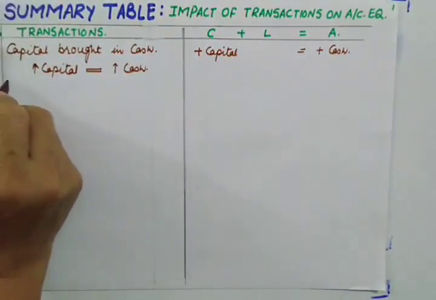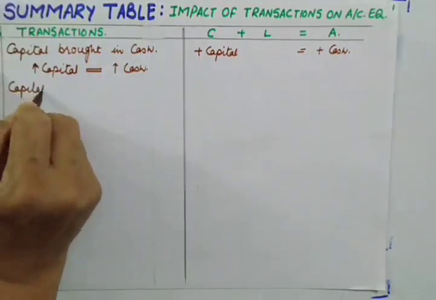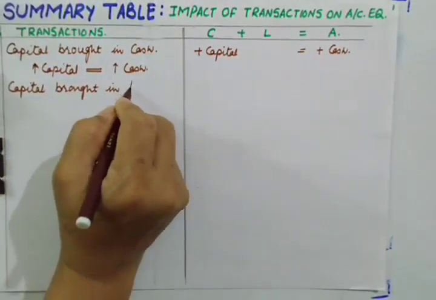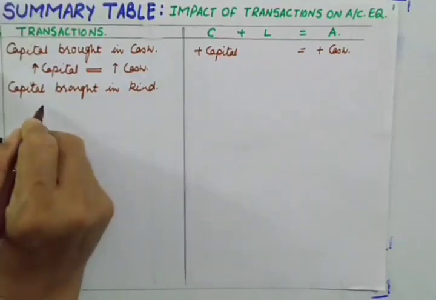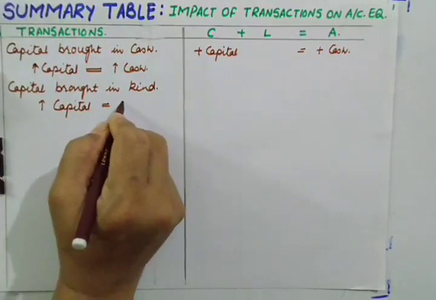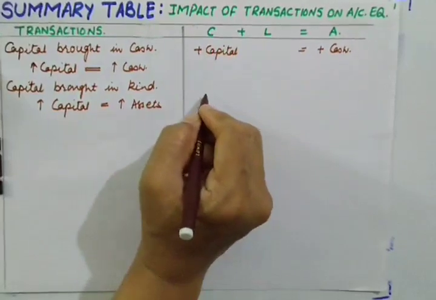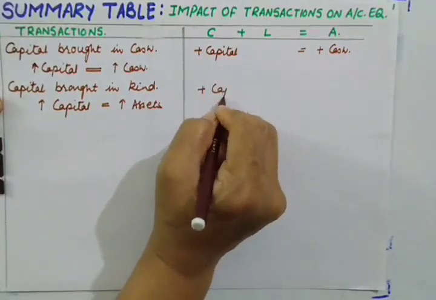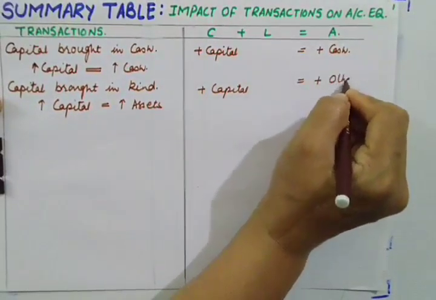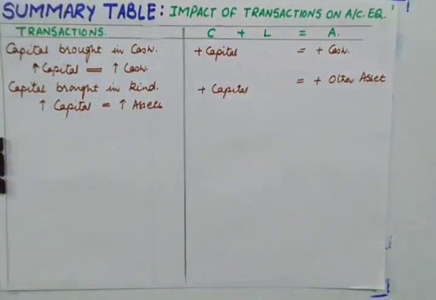Now under the same category, suppose the owner is bringing capital in kind, then what will happen? This will also increase capital along with the increase in assets brought in by the owner. So this will increase your capital plus increase in other assets. Let us take the examples of this particular case first.